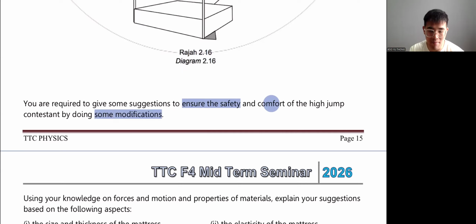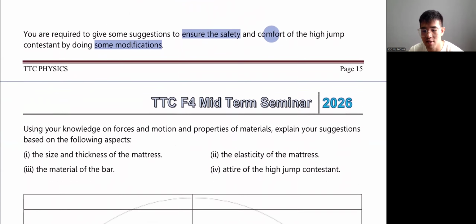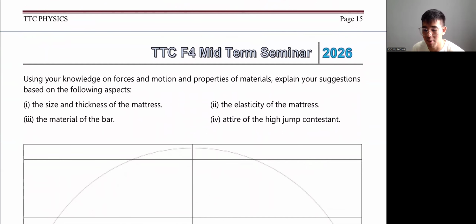Same thing. Every time for an essay, you have to imagine yourself as an expert, so that you give opinions to improve the whole thing. That's how essay works. The question says, using your knowledge on forces and motion and the properties of material, explain your suggestions based on the following aspects. Over here, can you see that this essay question is a bit different from the essay question just now? Just now in the essay questions we did, there was a table giving you the choice for the aspect. Now over here, they only give you the aspect. You have to think of the choice.